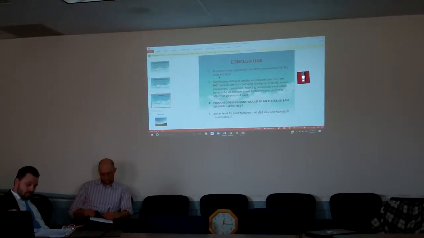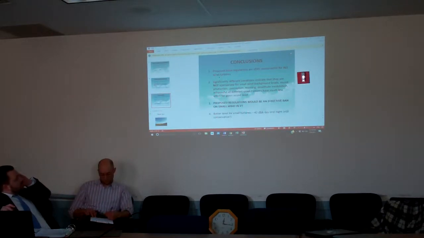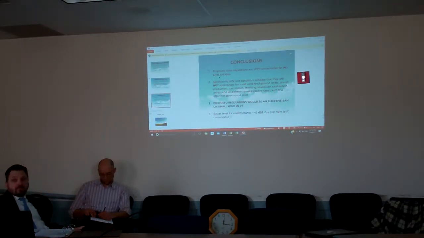So, conclusions. The proposed noise regulations are very conservative for all wind turbines. Significantly different conditions indicate they are not appropriate for small wind. The background levels are different, the sound production is different, the perception of the turbines due to the smaller size is different, the masking is different, the amplitude modulation is lower, and the infrasound is different. Small turbines have much less effect for a given sound level.